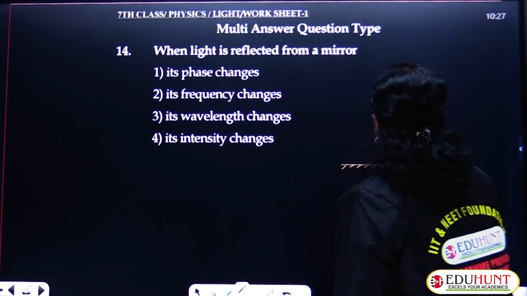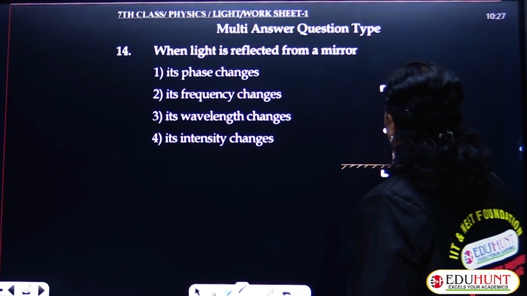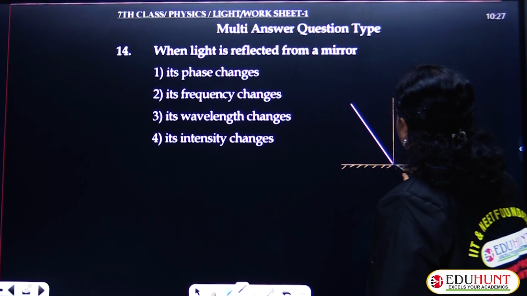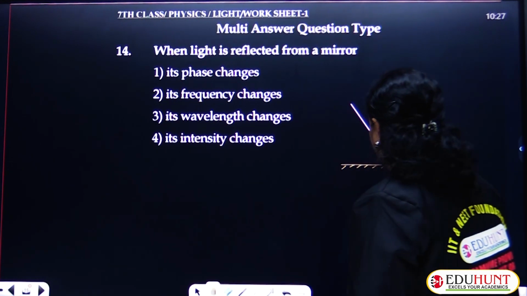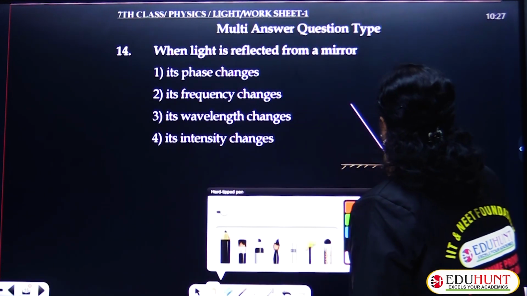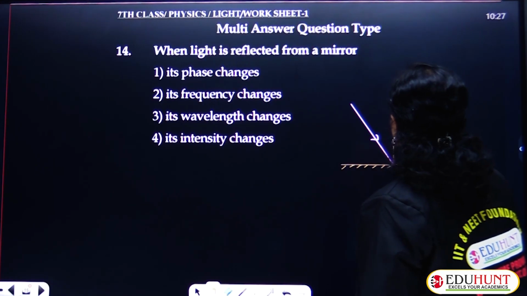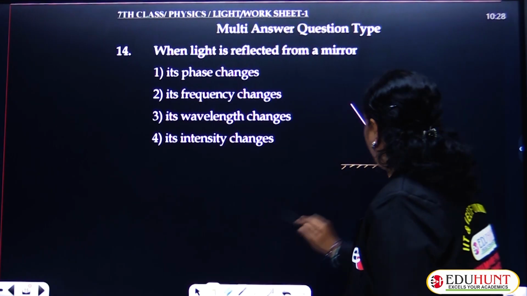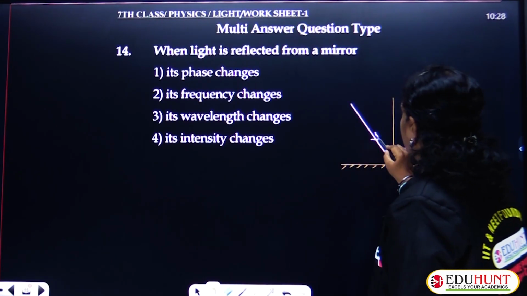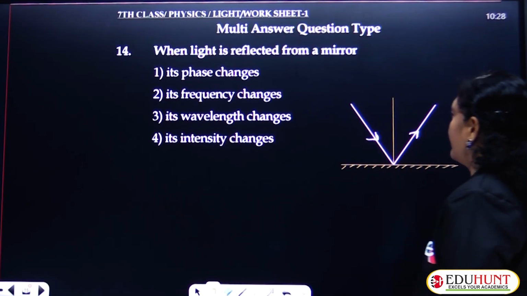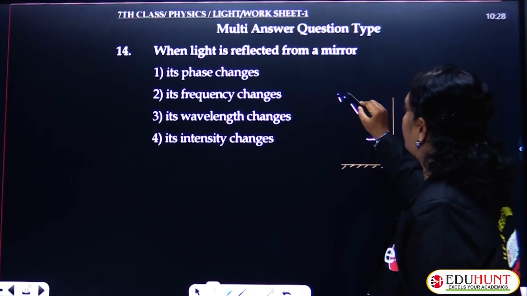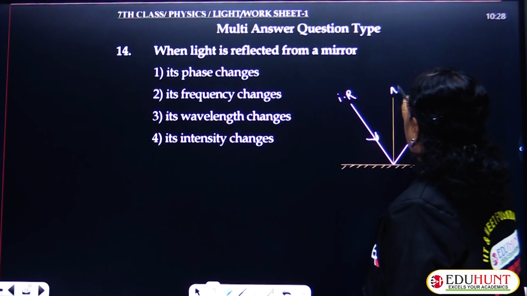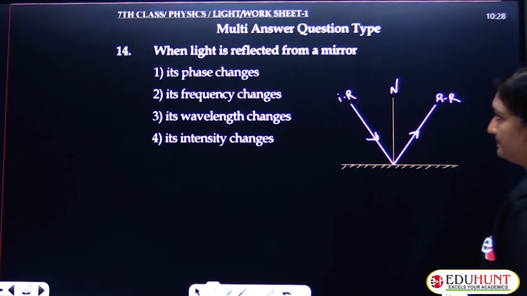Let this be the normal drawn to the mirror, and here is an incident light ray, whereas this is a reflected light ray. Okay, so this is your incident light ray and here is your reflected light ray. Incident ray, reflected ray, normal drawn to the mirror.